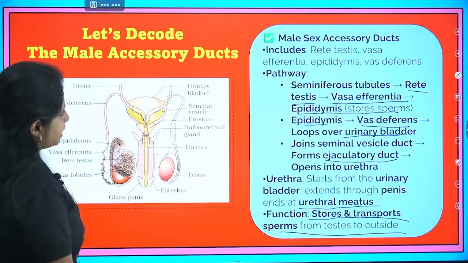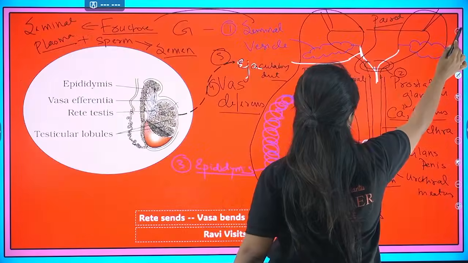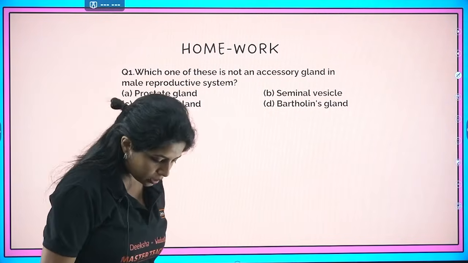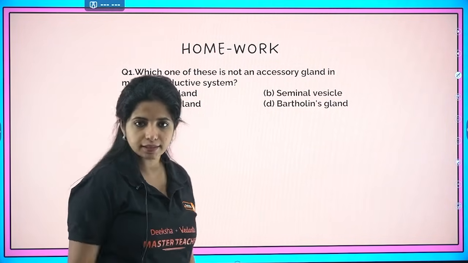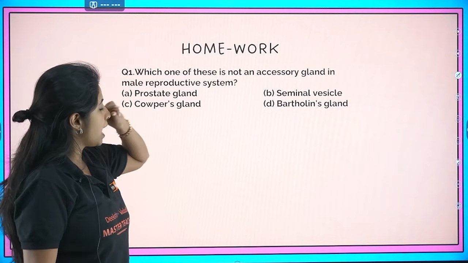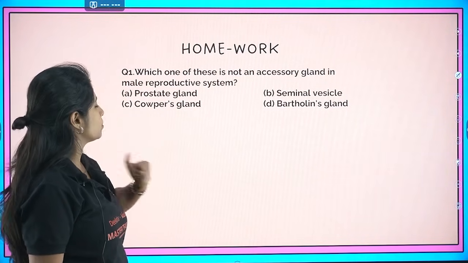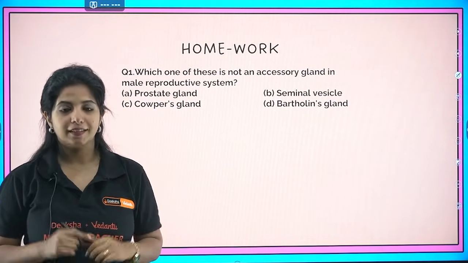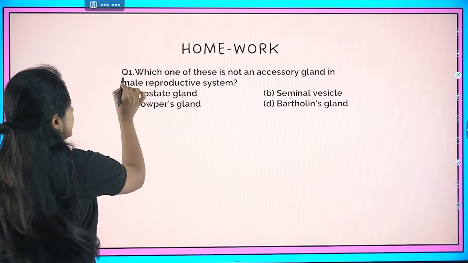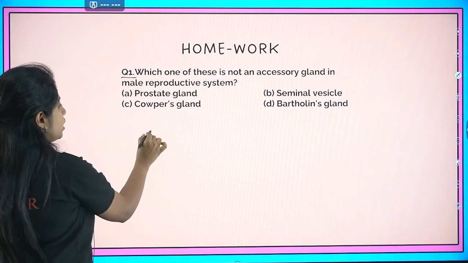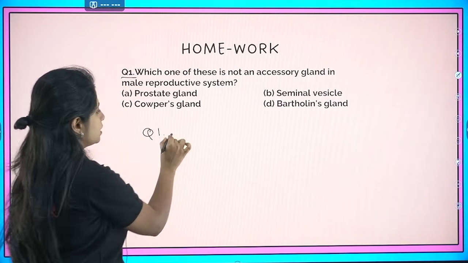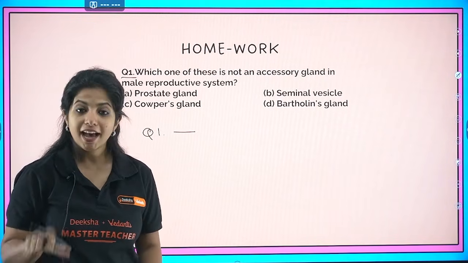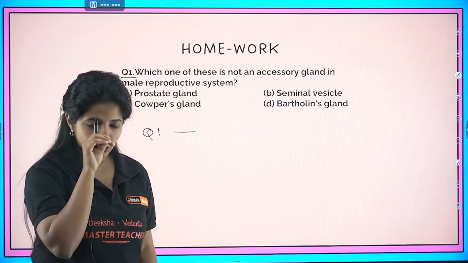Okay, fine ma'am, since you have explained all about it, let's go ahead and see what's in stock. There's a homework question that I want to give you, and it goes like this. Which one of these is not an accessory gland in the male reproductive system? Prostate gland, seminal vesicle, Cowper's gland, Bartholin's gland. It's your choice. You can put it down in the comment section below. Give me the answer also. Question number 1. The answer is this. Please let me know. That is going to really be helpful, and it's not just one homework. I have multiple questions also. Be aware of that.